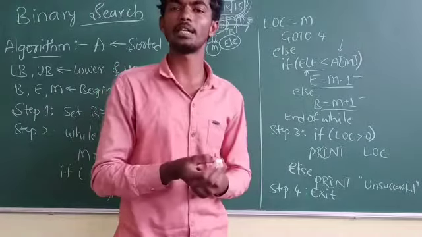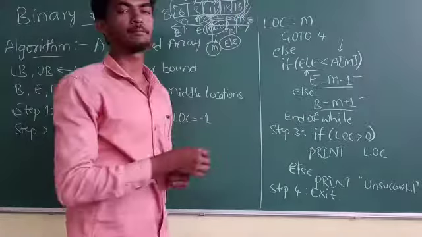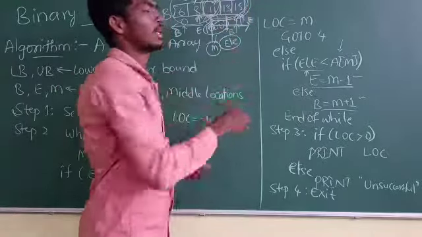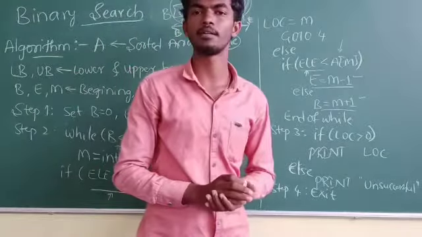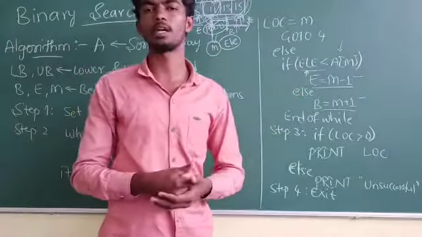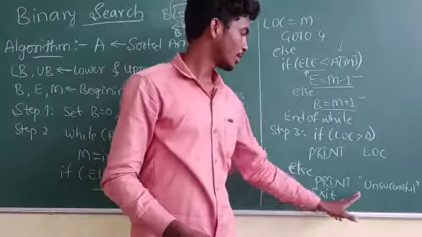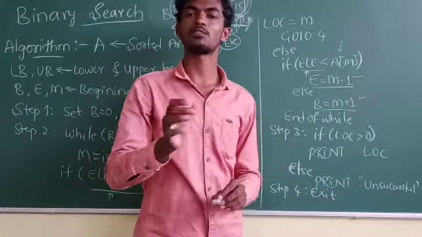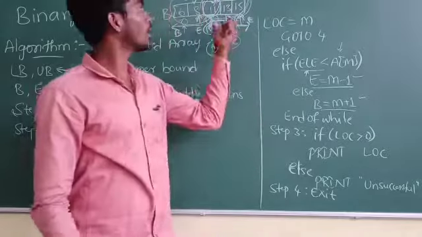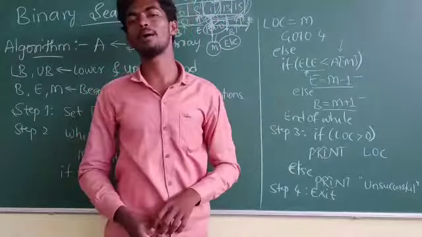Again find the middle. In this case you may get this as a middle, also this as a middle, and compare the element with the middle element. If you get equal, that is, the middle element is equal to the element, the location will be printed; otherwise unsuccessful. That is, the searching element does not exist in the given array. This is about binary search.